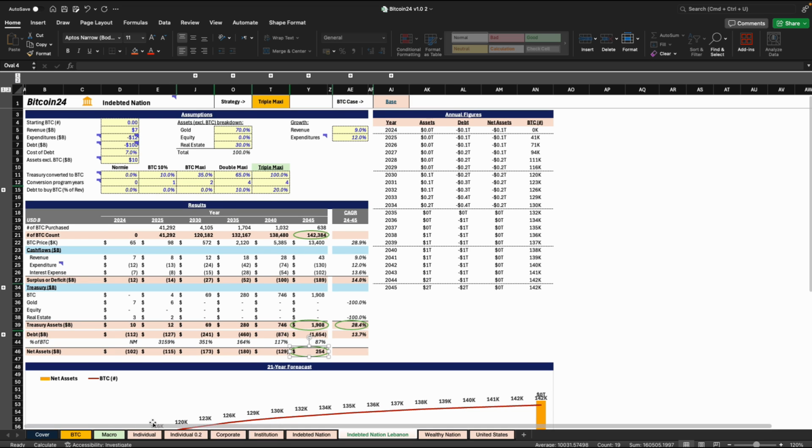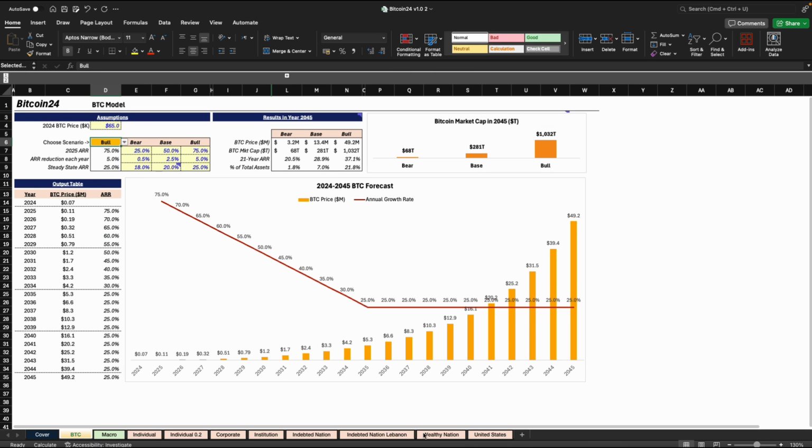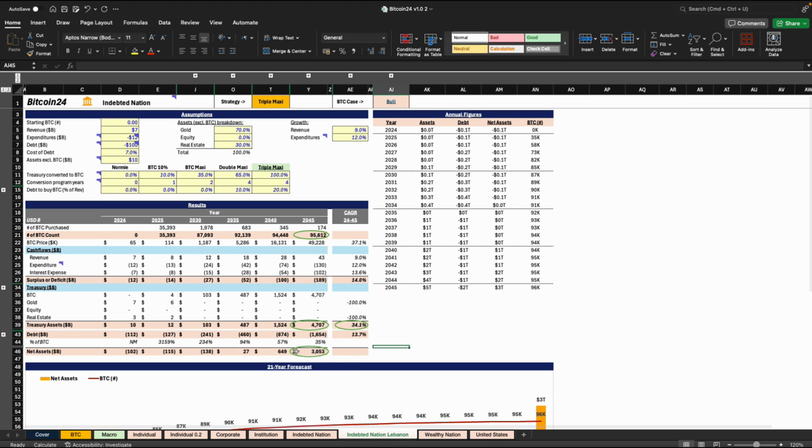And these are based on the base case scenario of Saylor's assumptions. If we change that to bull case, and we go back to indebted nation, we'll be at a whopping $3 trillion in net assets instead of being at minus $100 billion. This is how amazing it is. So if you're a politician and you have some kind of influence in bringing your own jurisdiction into a Bitcoin standard, you should probably act on this, honestly.